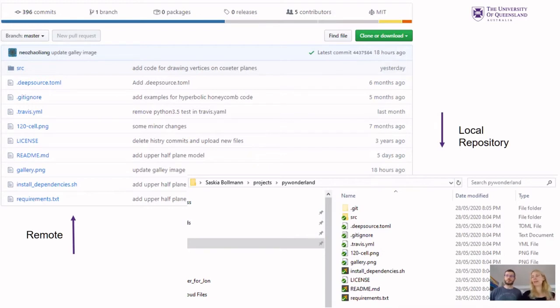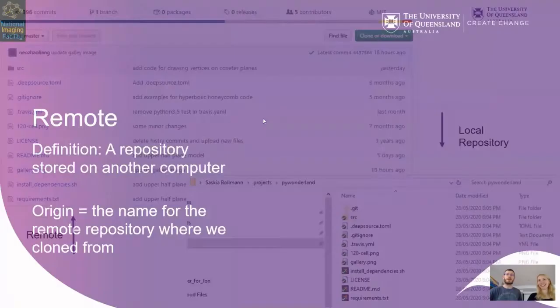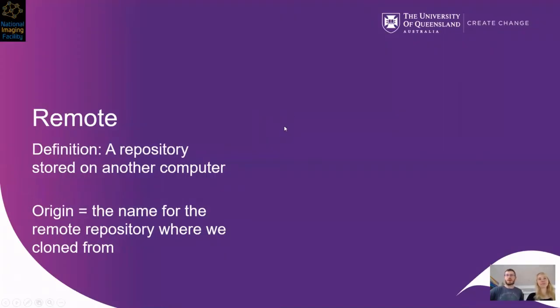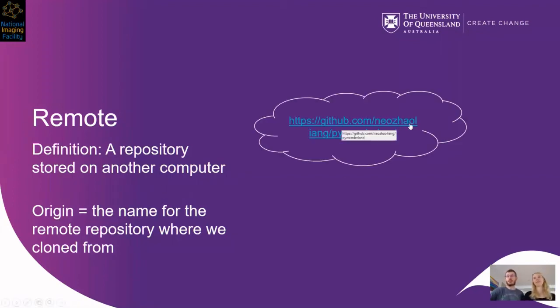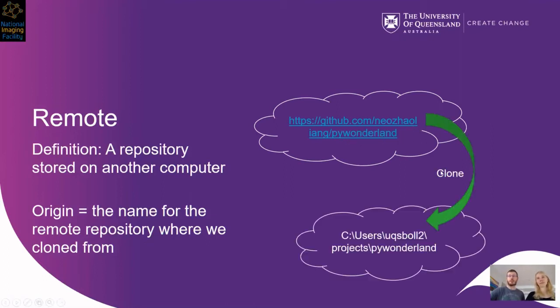So can you explain what remote means in Git terms? Yeah, a remote is simply a repository stored on another computer. And you often see the word origin. Origin is the name for a certain remote, and it's the name for the remote repository where we clone from. So in our example, we have the repository of the developer, which we clone from, and it's now locally on our disk. Now we would call this a local copy of the repository, and the remote where we clone from, we call origin. And later we will also see other remotes that we can have in Git.